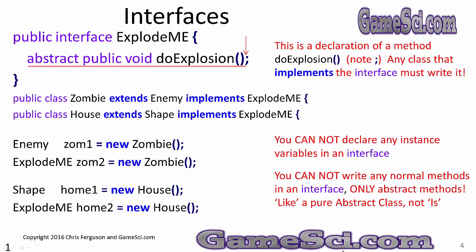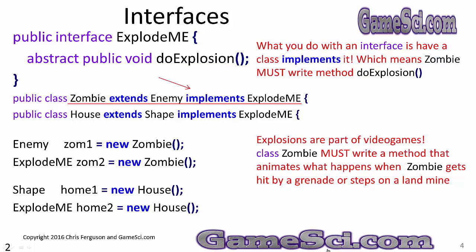Interfaces don't have real methods. Interfaces only have abstract methods. Don't write any normal methods in an interface, only abstract methods. When I say it's like a pure abstract class, that doesn't mean it is an abstract class. It just means an interface can only have abstract methods listed in it.